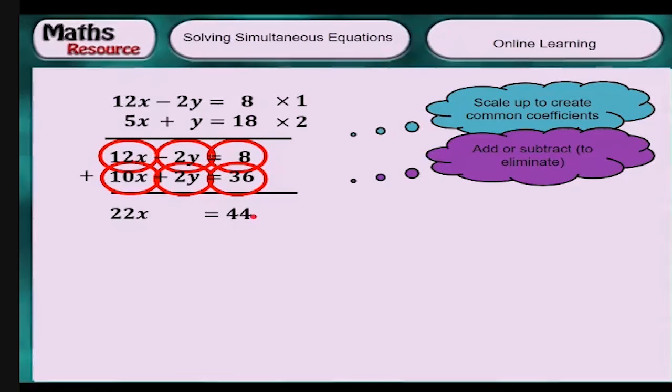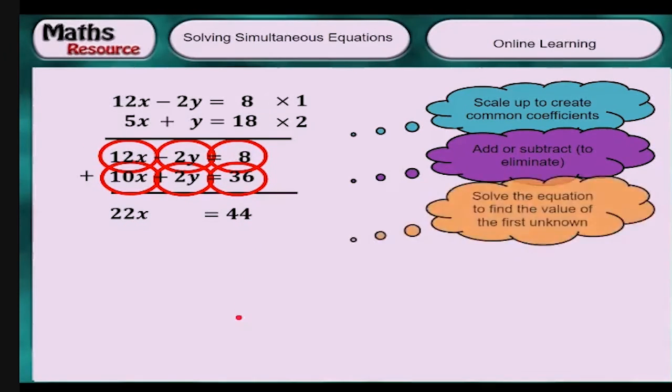Okay, so now I end up with 22x equals 44. I divide by 22 this side, I divide by 22 that side. That leaves me with x equals 2. Brilliant. Now, I've worked out what x is. I need to work out what y is.